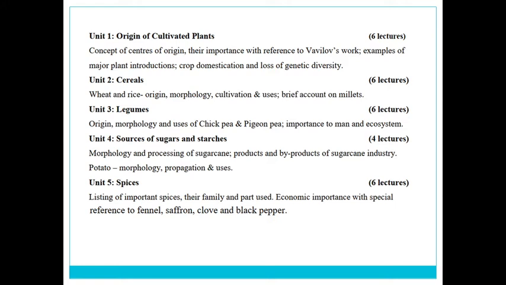He proposed 8 centers of origin for crop plants, and he explained their natural relatives and the basis of this origin and classification also. In this unit, you have to study other important topics like plant introduction, how plants are introduced from one area to another, then crop domestication, that is the taming and training of these plants like animals, and the loss of genetic diversity.